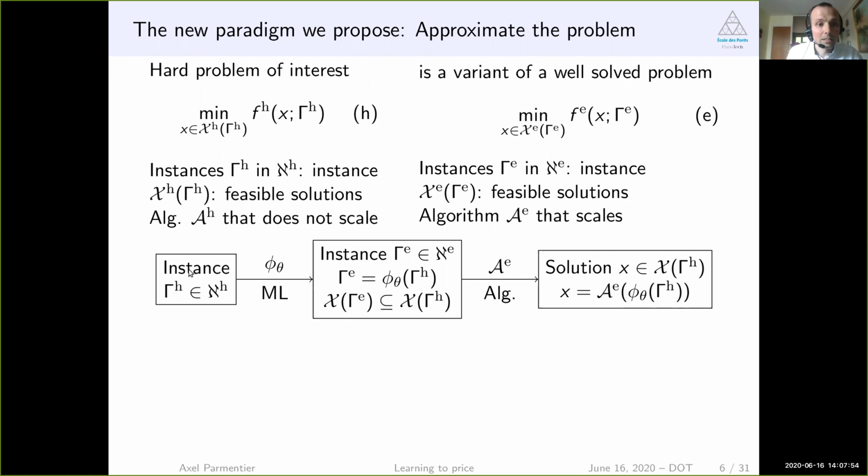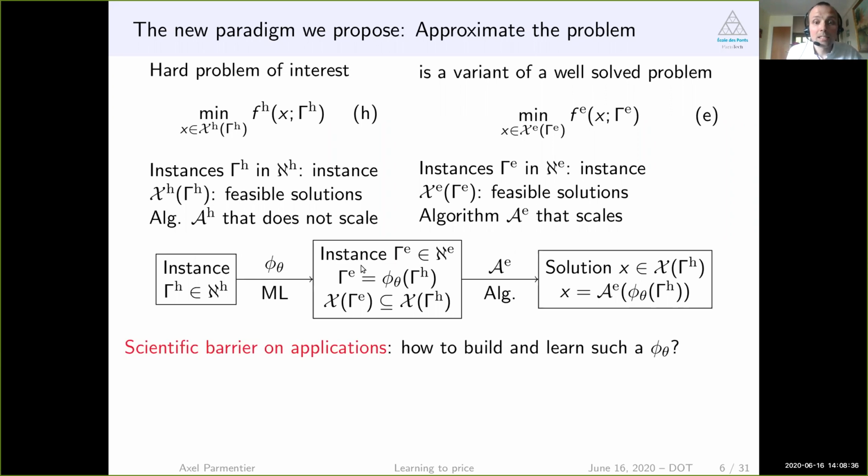First, we will take an instance of the hard problem, and we will use machine learning to turn it into an instance of the easy problem. And then we will use the good algorithm we have for the easy problem to solve that instance. And finally, reconstruct a solution of the hard problem from the solution we have computed of the easy problem. So here what we want to do is to learn the best theta so that we get the best possible approximation of an instance of the hard problem by an instance of the easy problem.